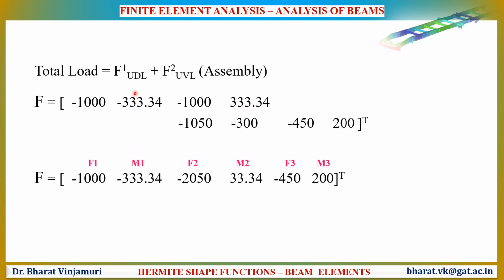The total load will be the combination of uniformly distributed load as well as uniformly varying load. So the final load vector for the structure given will be minus 1000, minus 333.34. These are the 2 values at node 1, minus 2050 newtons and 33.34 at node 2, as well as minus 450 newtons and 200 Newton meter at node 3. By using these load vectors, we will be able to determine the field variables.